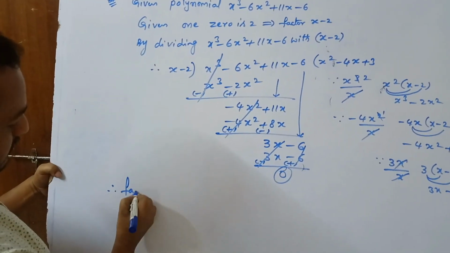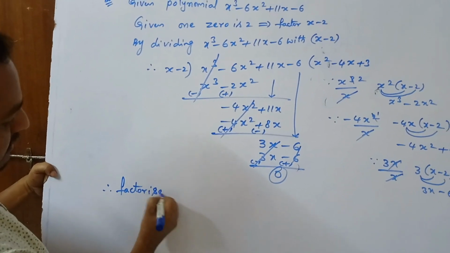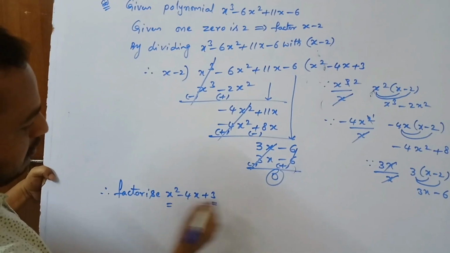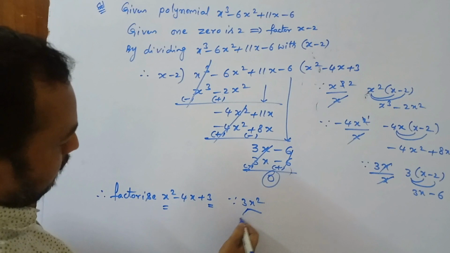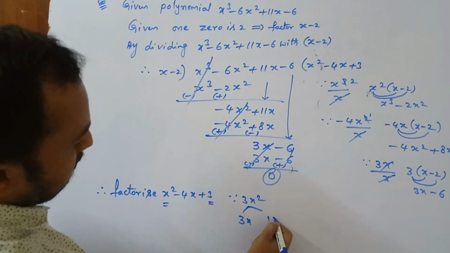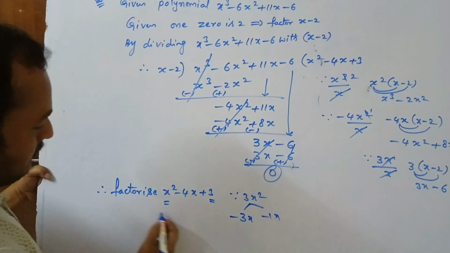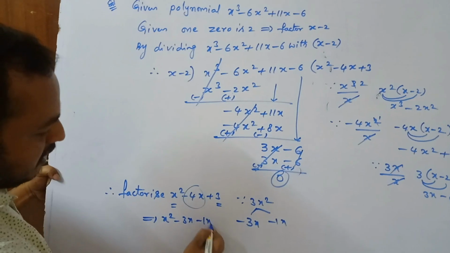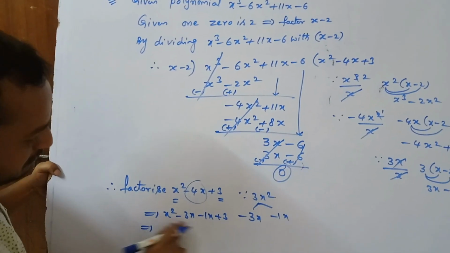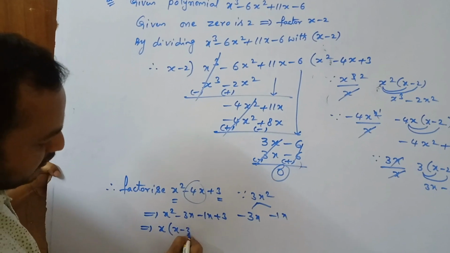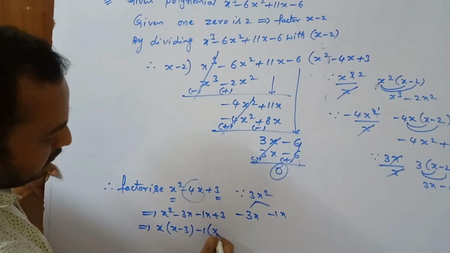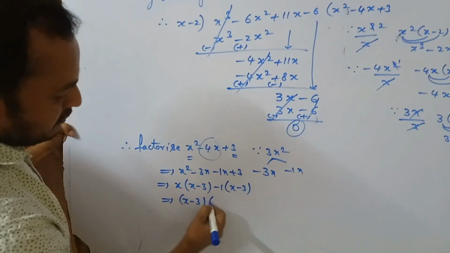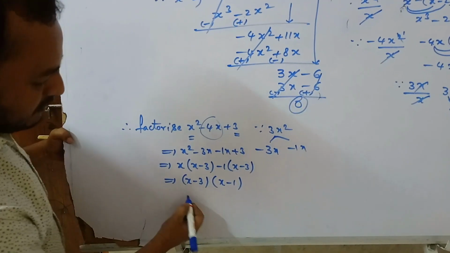Now factorize x square minus 4x plus 3. This into this, 3 into x square, 3x square, 3 ones are 3, x into x. Now take both minus: write down minus 3x minus 1x plus 3. From this take x common, x minus 3. From this take minus 1 common, x minus 3. Take x minus 3 common, x minus 1.